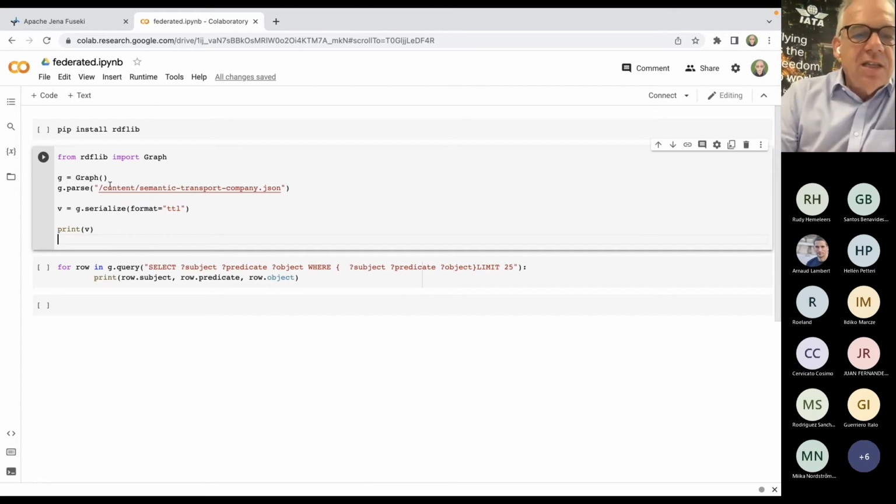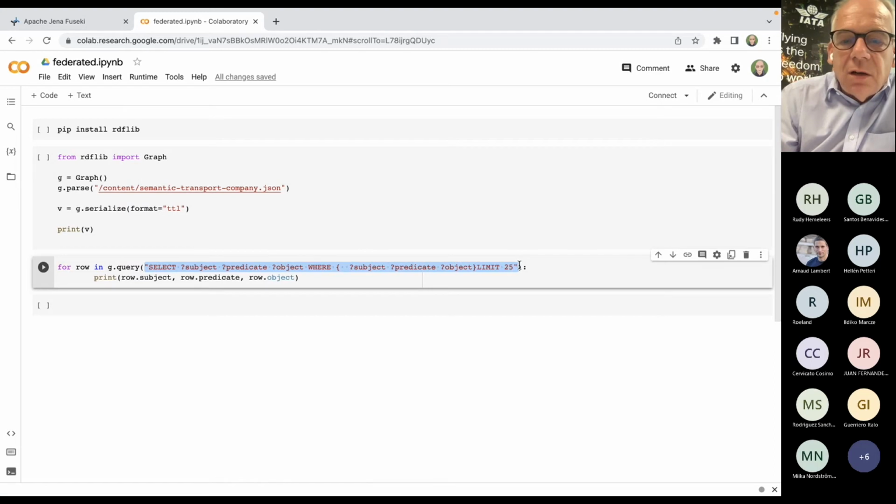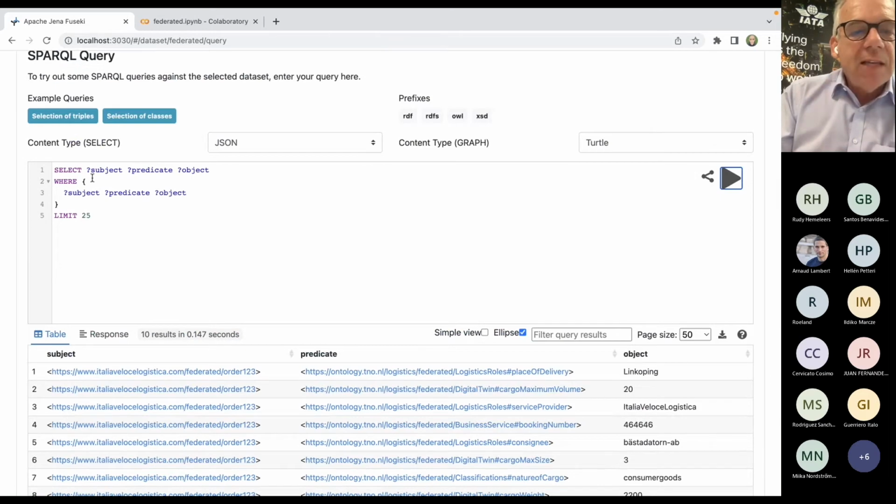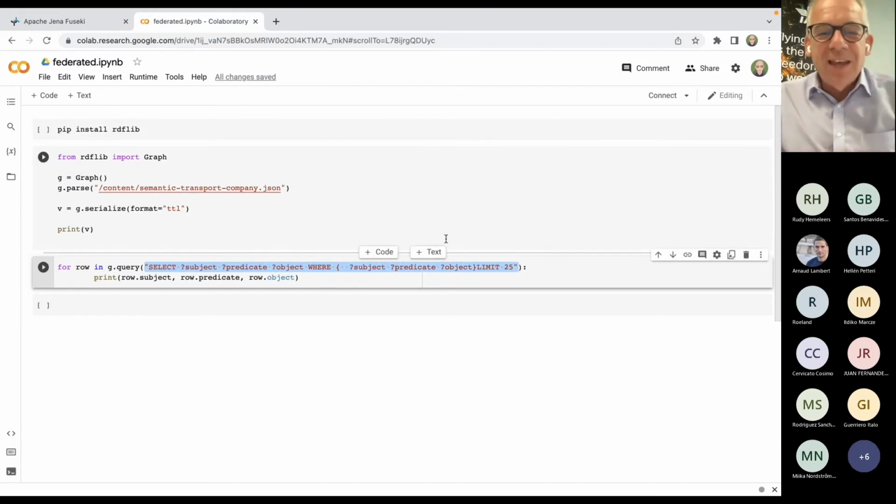The only thing I'll mention is that I'm going to be loading this data that was on the previous slides, and I'm going to run a query, and the query is here. Now, I don't know if you have any visual memory, but that's exactly the query that we just looked at in the other server. In fact, it's still here. I can look at it here. You see this here? Select subject, predicate, object, where, blah, blah, blah, blah, limit 25. In fact, I copy and pasted it, which is why I know it's the same. It's on one line, but it's exactly the same.